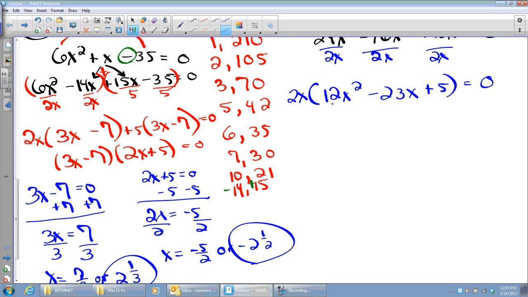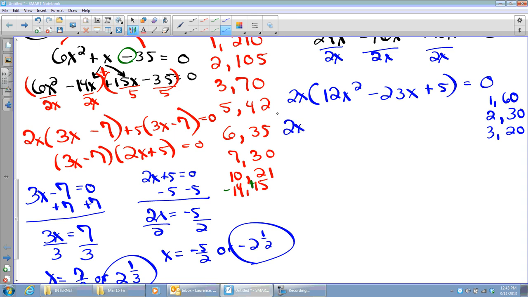All right, it's a trinomial. Lead coefficient's not 1. I'm going to multiply 12 times 5 and get 60. And so I'm going to need 2 factors of 60 that add up to get 23. So 2 and 30, I'm keeping a lookout for 23. 3 and 20, oop, there's 23 right there. This is going to factor.